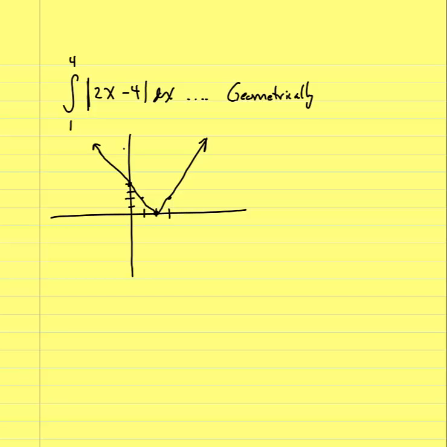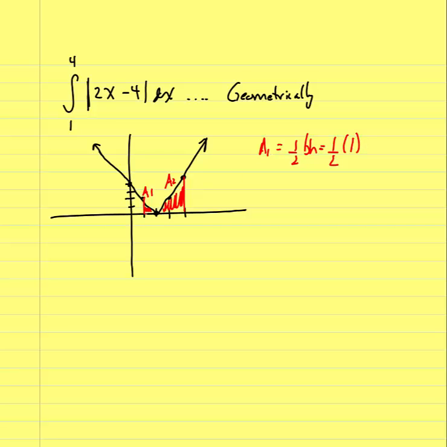Now I'm only interested in this from 1 to 4. So here's 1, so this is that small area. And then I have 1, 2, 3, and then 4, of course, is somewhere up here. So I have these two different regions that I want to be looking at. So we'll call this area 1 and area 2. Well, geometrically, these are both triangles. 1/2 base times height.